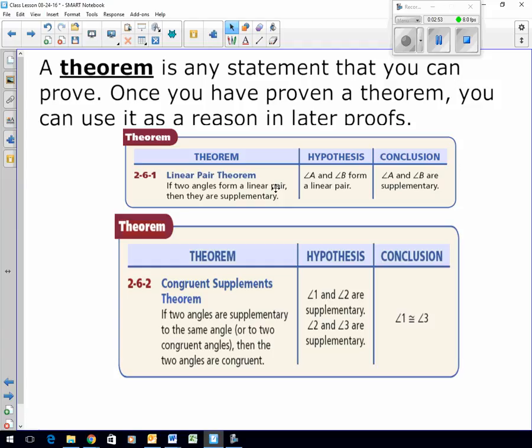Somewhat like our transitive property that we talked about yesterday. Angles 1 and 2 are supplementary. Angles 2 and 3 are supplementary. We don't know what supplementary means yet, but what we would conclude from that is that 1 and 3 are congruent. Supplementary means two angles add up to be 180 degrees. Complementary means angles add up to be 90 degrees. Supplementary is 180. Complementary is 90.